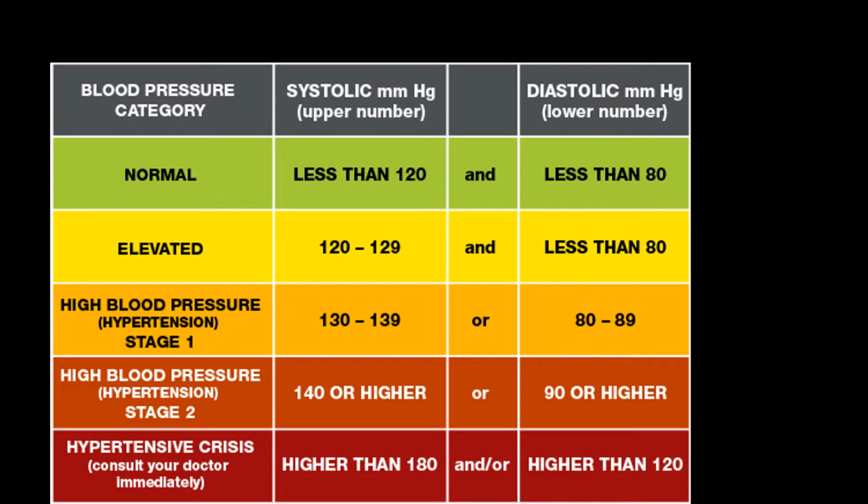Hypertension stage 1 is between 130 to 139, or the diastolic blood pressure is between 80 to 89. Hypertension stage 2 is a systolic of 140 or higher, or a diastolic blood pressure of 90 or higher. And when a person is in hypertensive crisis, that means the systolic blood pressure is higher than 180 or the diastolic blood pressure is higher than 120.